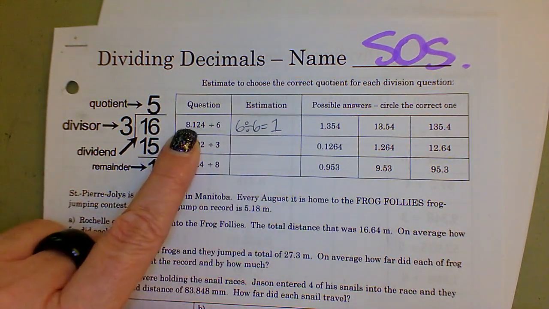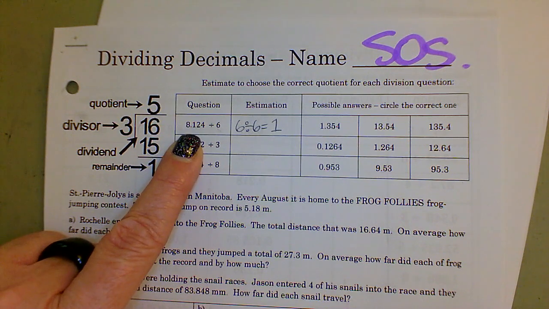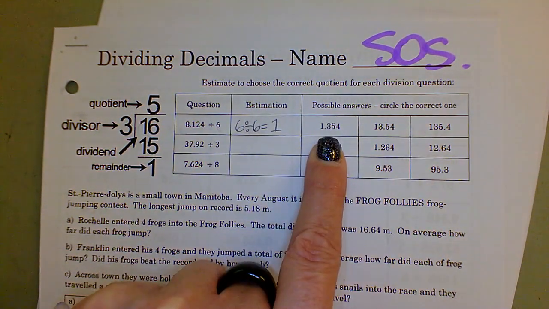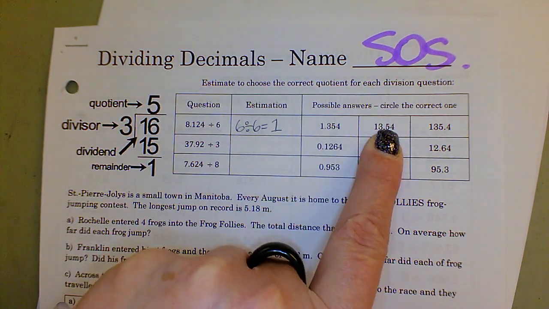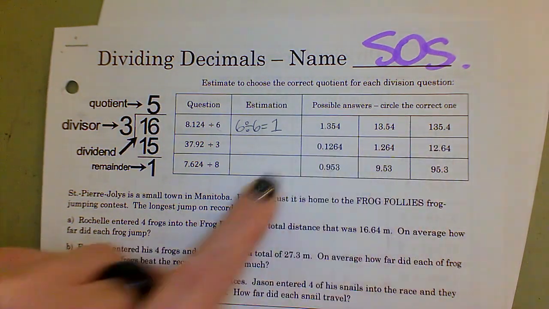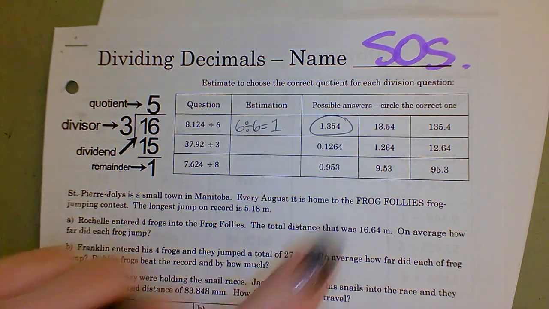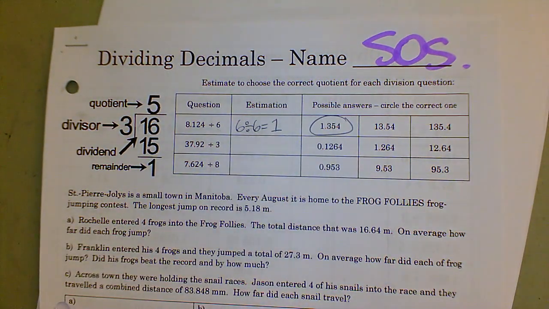I rounded down, so I know that my answer is going to be a little bit more than that. So I can go over here now and choose the appropriate answer. 1 decimal something, 13 decimal something, 135 decimal. Well, that makes sense that my answer should be 1.354 because that's closest to my estimate. All right? Well, we got a couple more examples if you're confused.